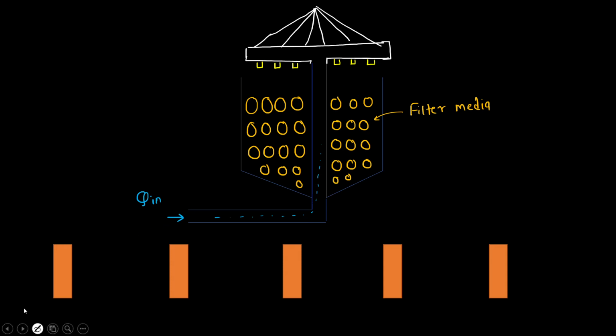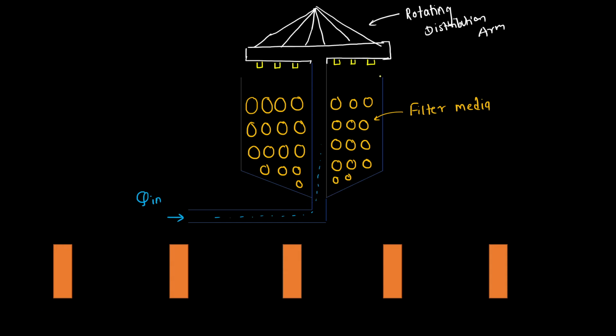The upper part which I have drawn is called a rotary distributor arm, or we can say a rotating distribution arm. It is capable of rotating. Whatever sewage is entering, that sewage enters this rotating distribution arm, and there are some nozzles attached here.